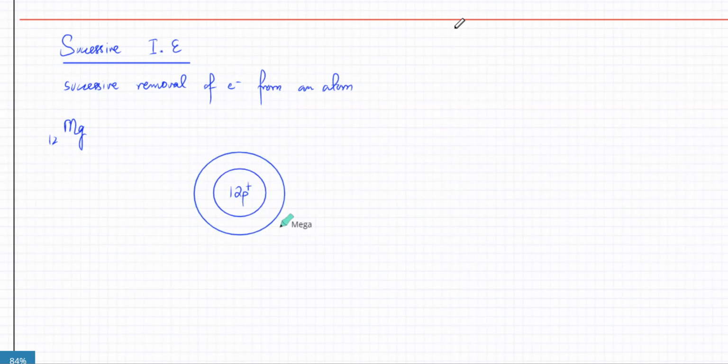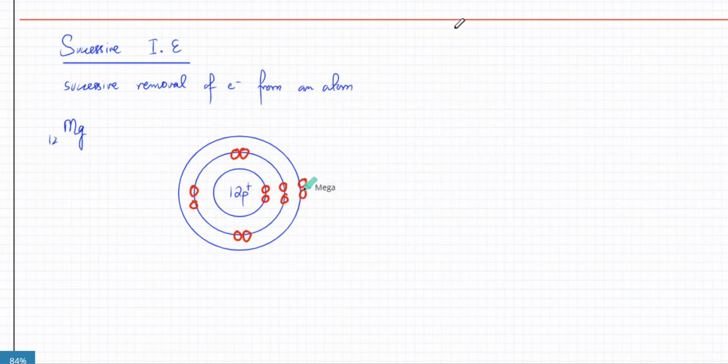It's got 3 shells. So here's your third shell, and it's got 12 electrons. So the electrons are 2, then you've got 8, and you've got 2 electrons at the end. So you're trying to one by one remove all these electrons. That's what you're trying to do. So magnesium in total is going to have a total of 12 ionization energies.